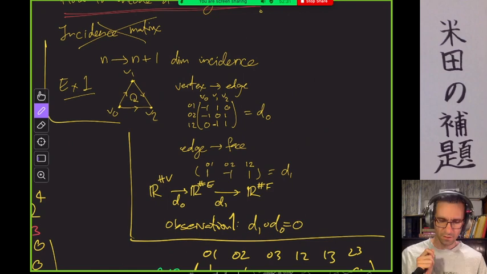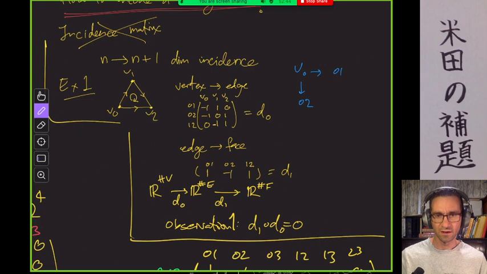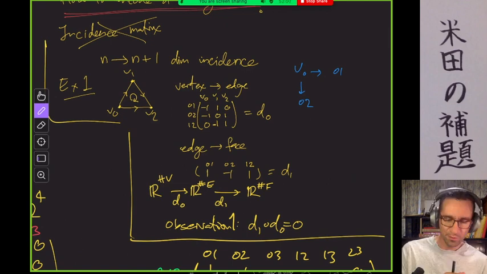So vertex V0 is incident with edge 0,1 and also with edge 0,2, and in a positive way, right? The edge 0,1 and edge 0,2 are both coming out of vertex V0, but edge 0,2 is oriented opposite to the orientation of the face of the triangle.